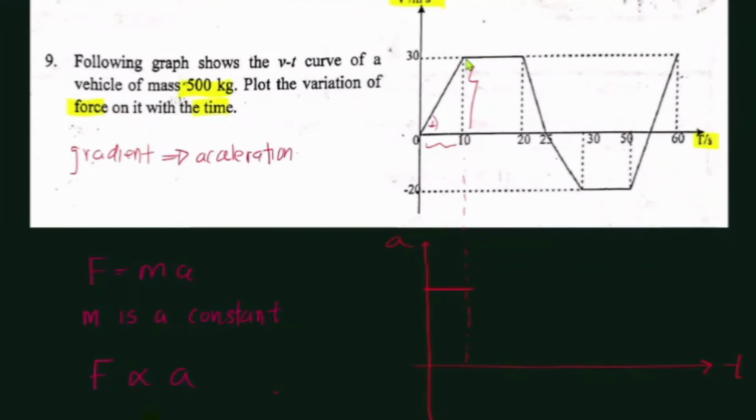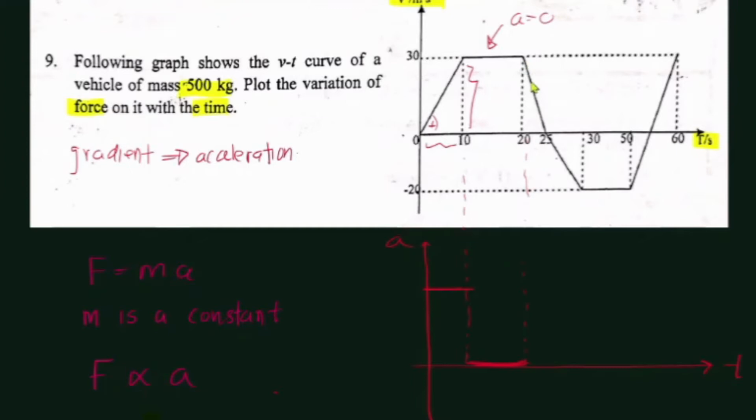Next, the velocity is constant from the 10th second until the 20th second. If the velocity is constant, what can you say? Simply, the gradient here is zero. Therefore, the acceleration will also be zero.